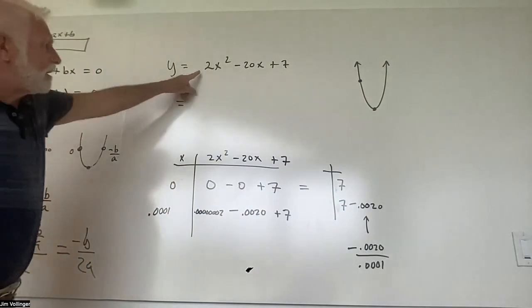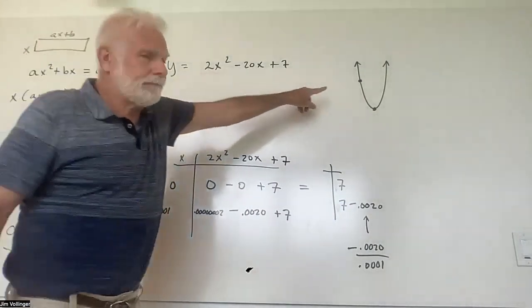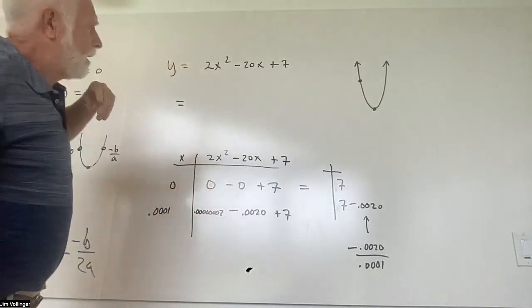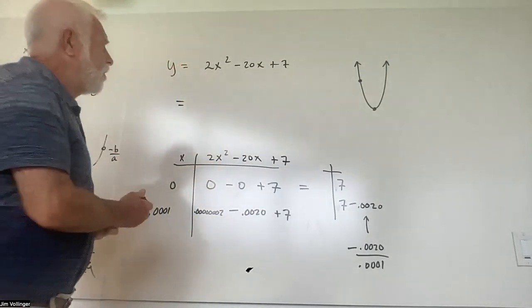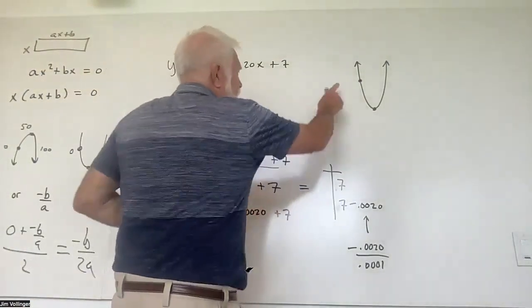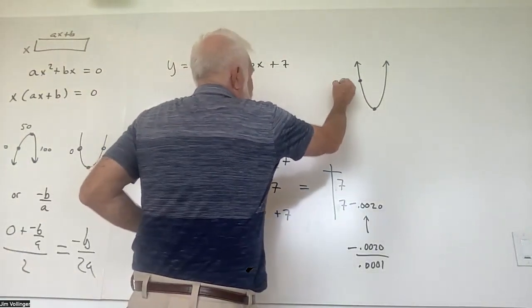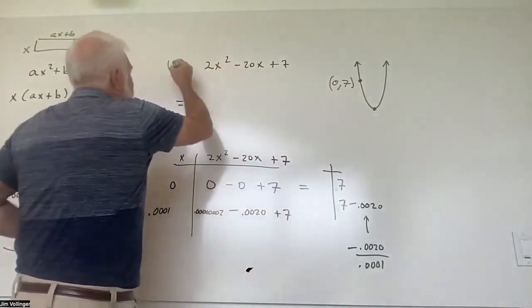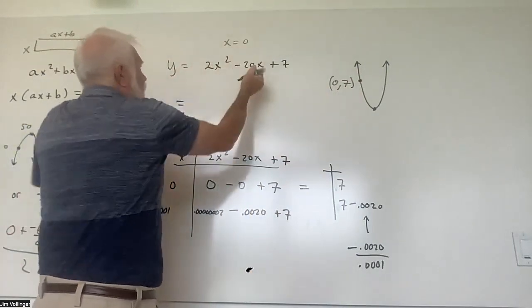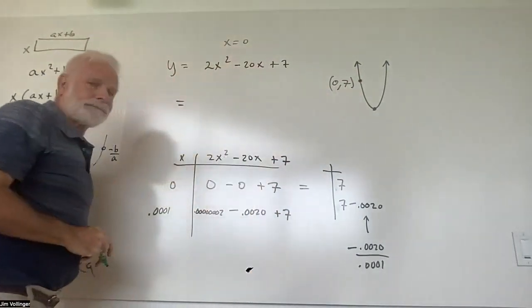All right, so we have a cup shape up. You can see that over here. We've got 2 important values. I know that the y-intercept is on the left side of this cup, 0, 7. I hope you can see if x equals 0, how I get the number 7.